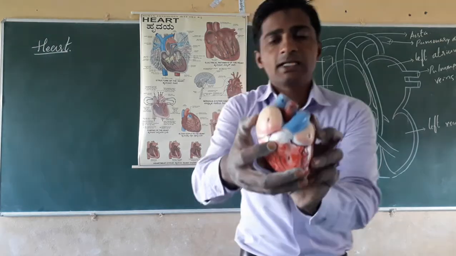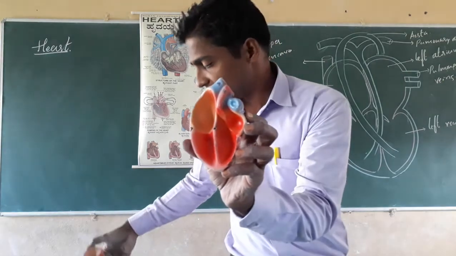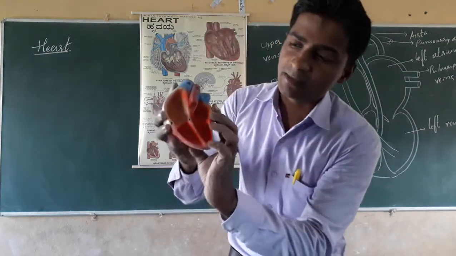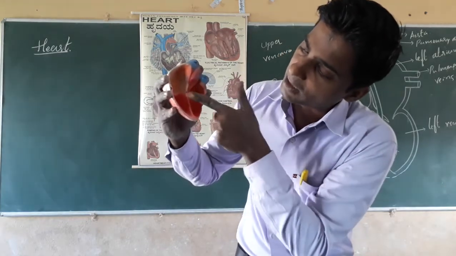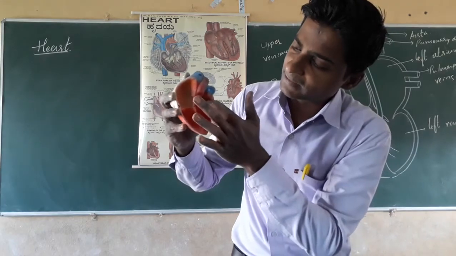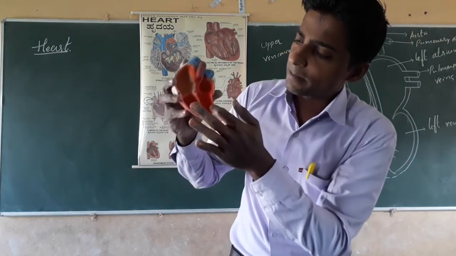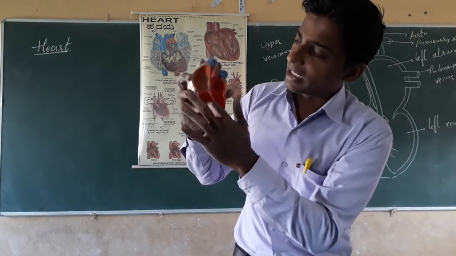We can say 3-dimensional model. See here what happens inside the human heart. What happens? 4 chambers are there. 2 upper chambers are called the atriums. 2 lower chambers are called the ventricles. That is, this one is the left atrium, left ventricle, right atrium, right ventricle.